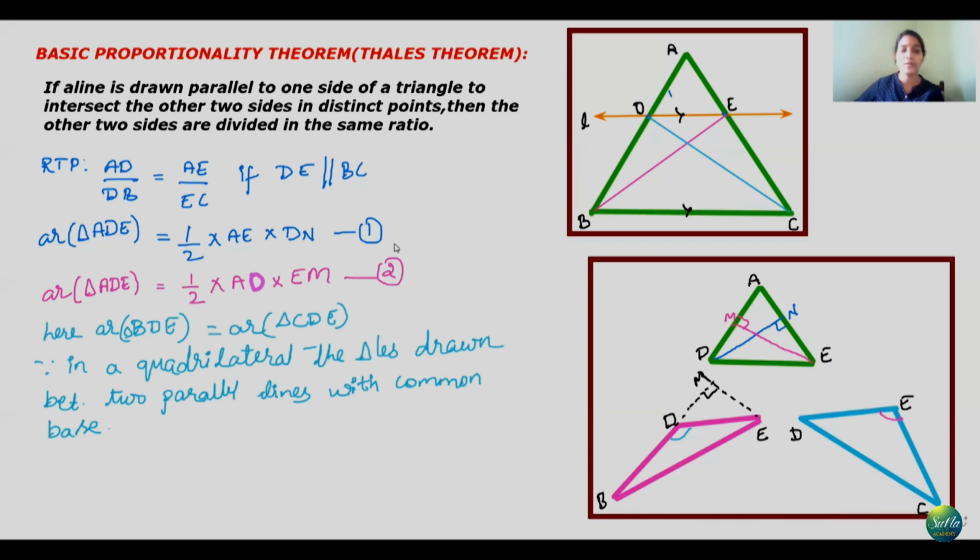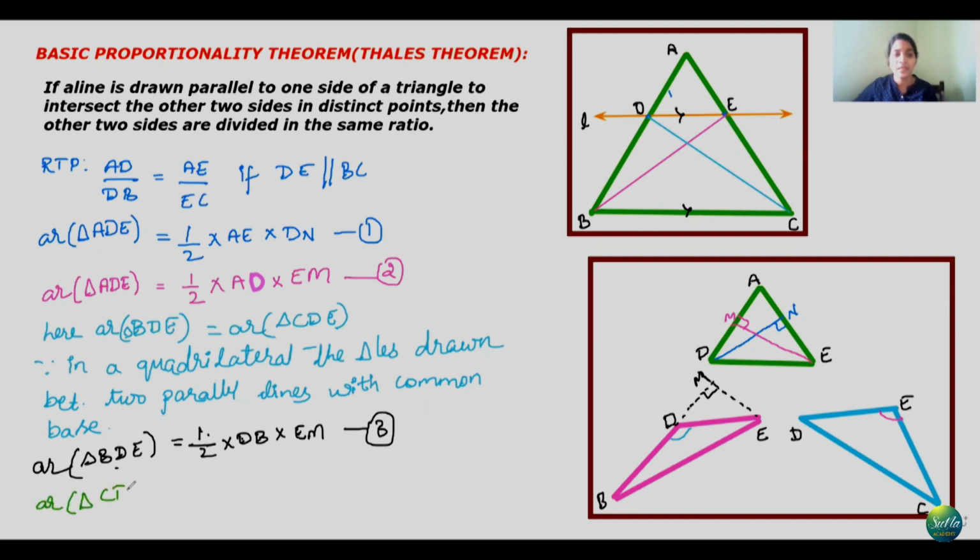Let us mention the area of this part. Here we write the area of triangle BDE with respect to the base DB is equal to half of DB into height EM. Call this equation 3. In the same way, we can find the area of the other triangle, triangle CDE. Here the base is EC, and from vertex D we can find the height with respect to the base EC. If I take a line from D perpendicular to the extended line of EC, it will definitely be DN. So DN becomes the height. This is equation 4.